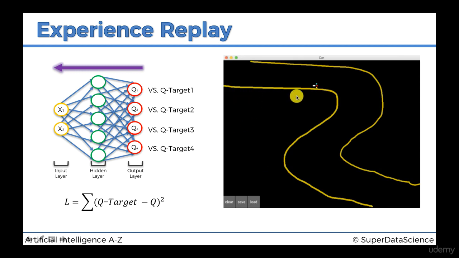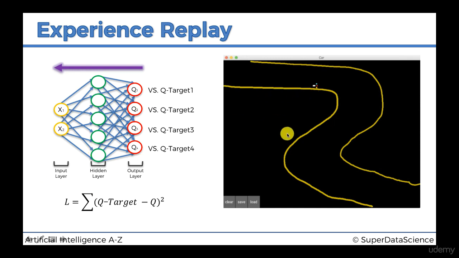So it might take a couple from here, a couple from here, a couple from here, and each experience is characterized by the state it was in, the action that it took, the state it ended up in, and the reward it achieved through that action in that specific state. So 4 elements in each experience: state 1, action, state 2, and reward. It takes all those experiences, passes them through the network, and it learns.